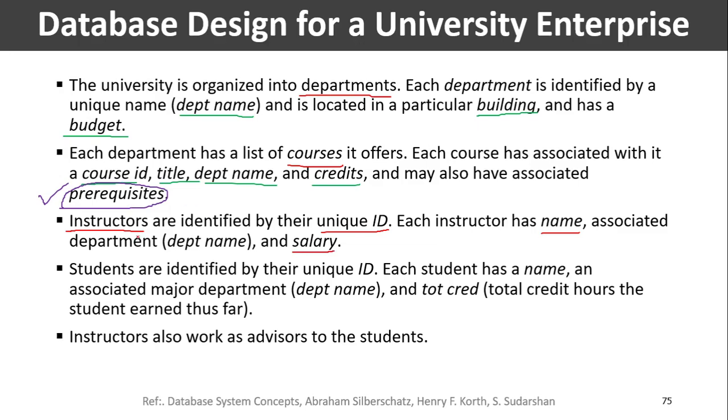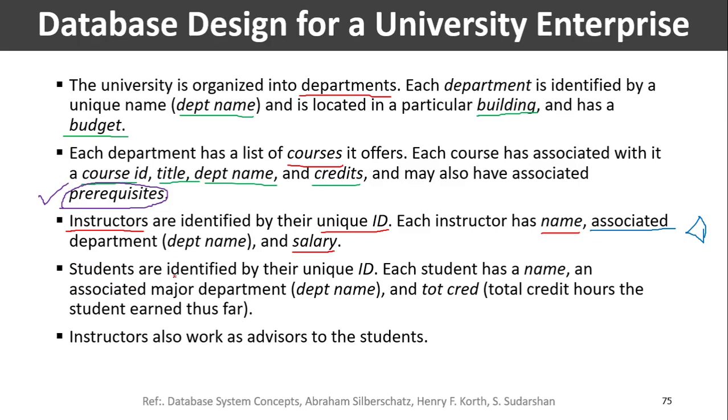But as it is mentioned here that instructors are associated with the department, and department we have already identified as the entity set, this association between department and the instructor can be depicted by making use of a relationship over here. Okay, fine.